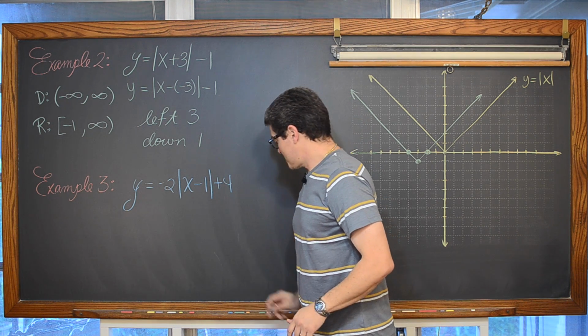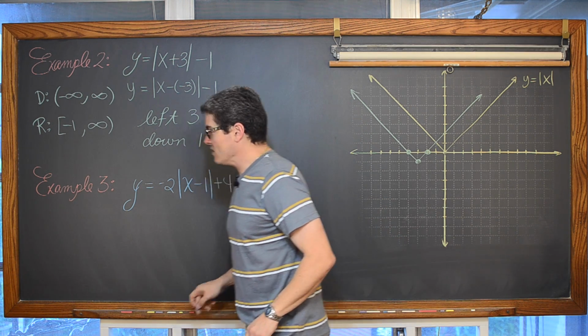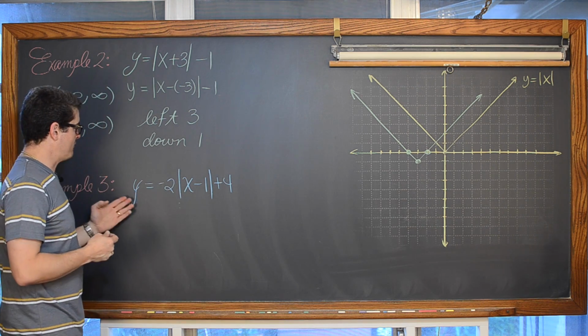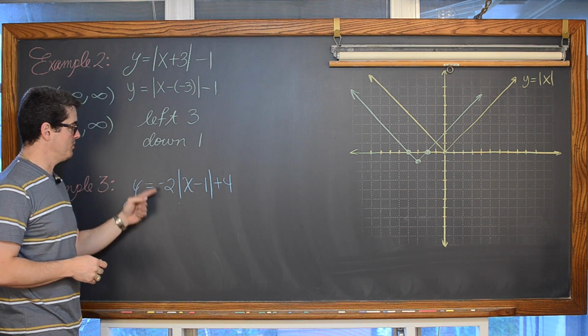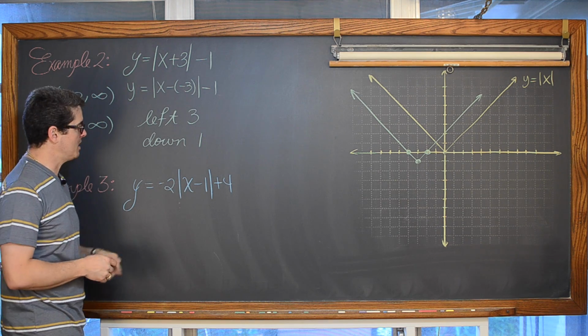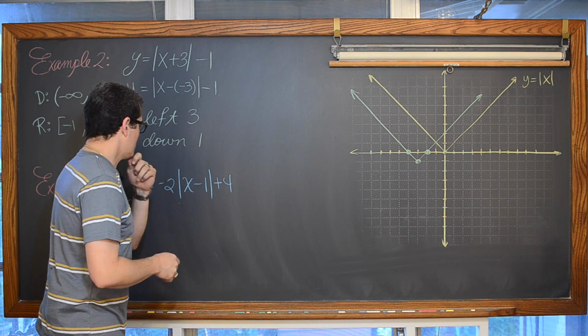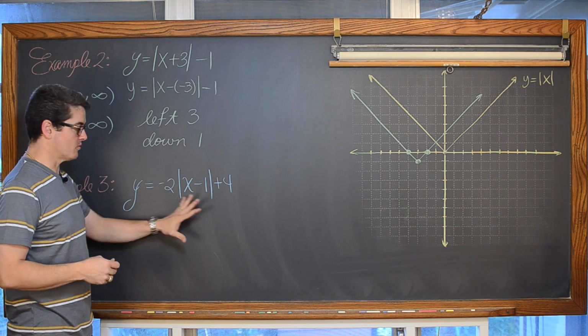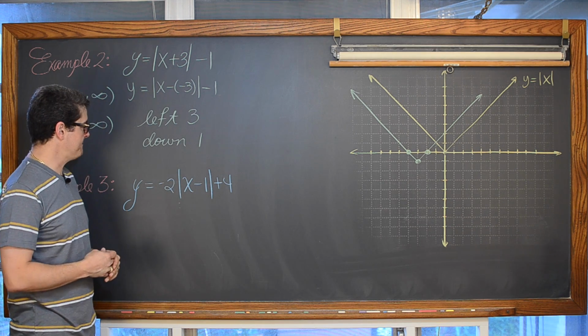Now with this second example, this blue function here, we have y is equal to -2 times the absolute value of x minus 1 plus 4. Okay, now I'm going to verbalize all these transformations, give a sketch, and then I'll step off and write them all out in case you need to see that.